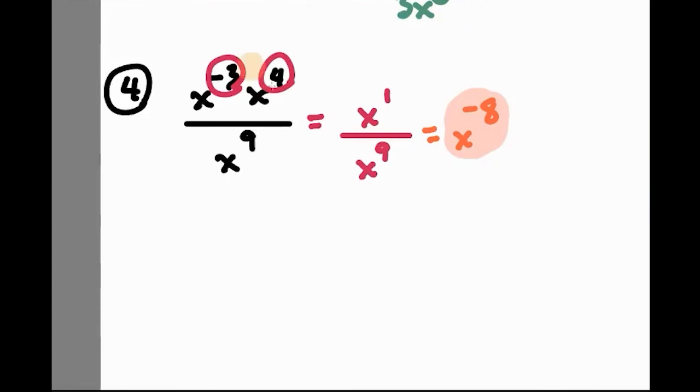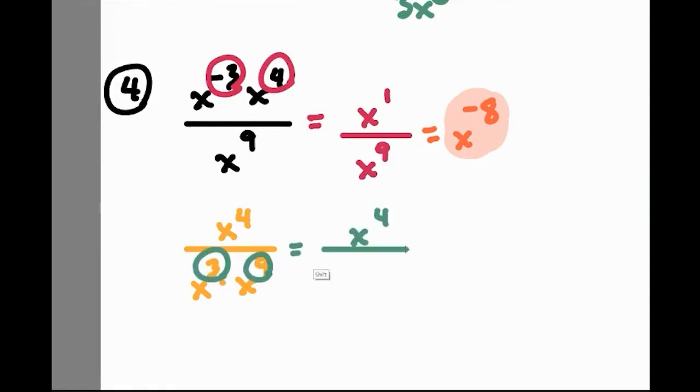Another way you could have done it is if you threw the x to the -3 on the bottom right away, which is more work, but that's okay. Say you threw it on the bottom. Okay, now we can add the bottoms here. So you end up with x to the 4th over x to the 12th. And now you subtract: 4 minus 12 is -8. So again, you get the answer to be x to the -8 power.